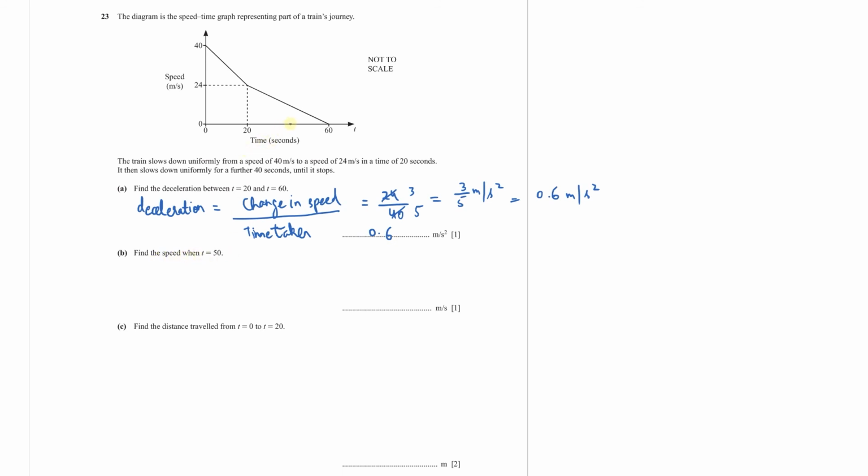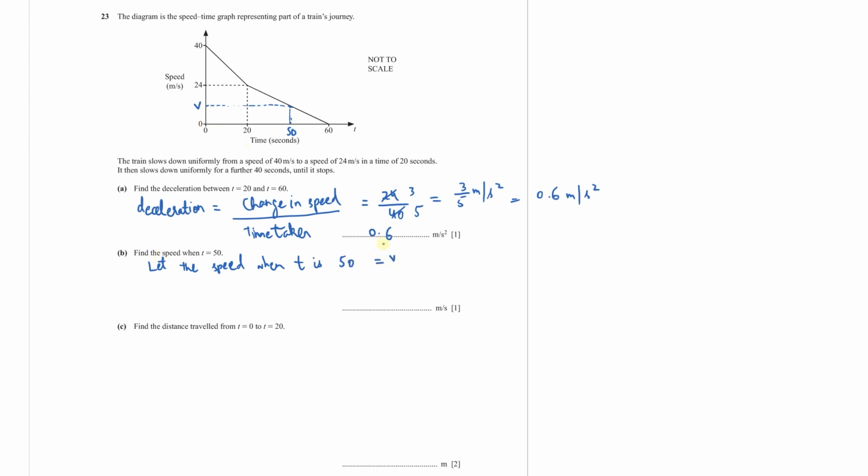So t equals to 50 will be somewhere here, right? So let's say this is t equals to 50, and let's call this speed that we want to find v. So let the speed when t is 50 equal to v.